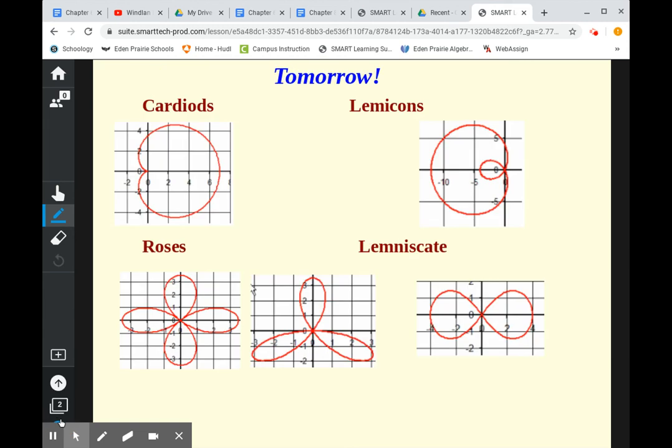Here are examples of what those graphs look like. We'll look at these graphs tomorrow in 6 or 8.2. Here's what a cardioid is. A limaçon has a loop within itself. We have roses. We're not actually going to learn about roses, but that's what they are. Then you have a lemniscate. It kind of looks like a biscuit. That's how I remember lemniscate.